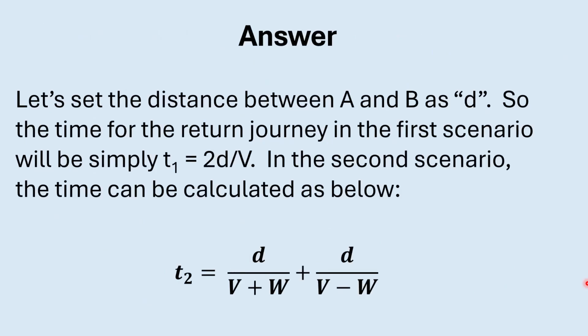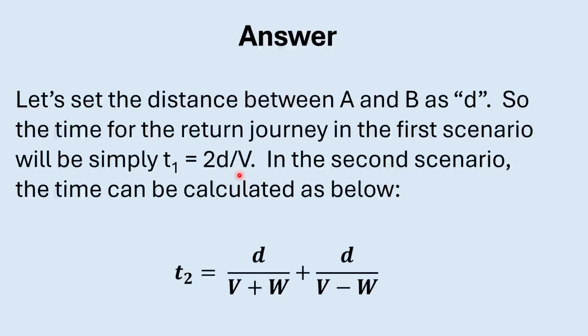So firstly, let's set the distance between the two airports A and B as small d. So the time for the return journey in the first scenario can be easily calculated, and this total time T1 is equal to the total distance 2d divided by the constant speed of the airplane v. But in the second scenario, it is far more complicated, and we have to split the whole journey into two halves, the outbound flight and the return flight.